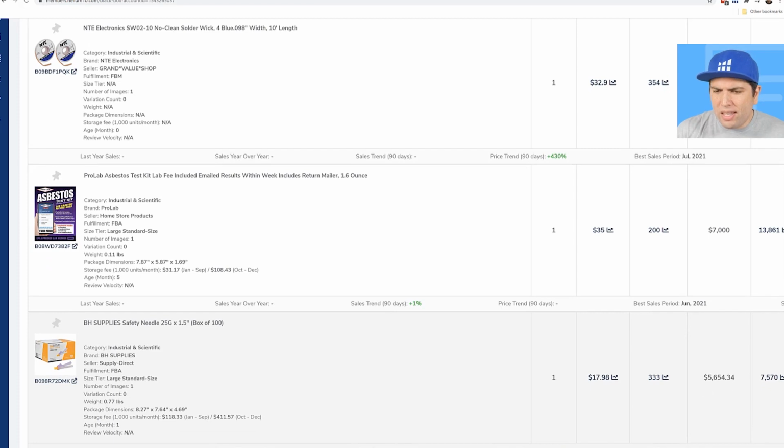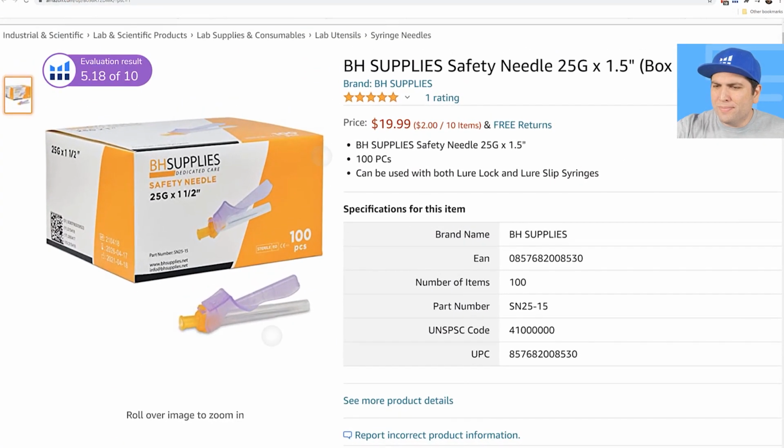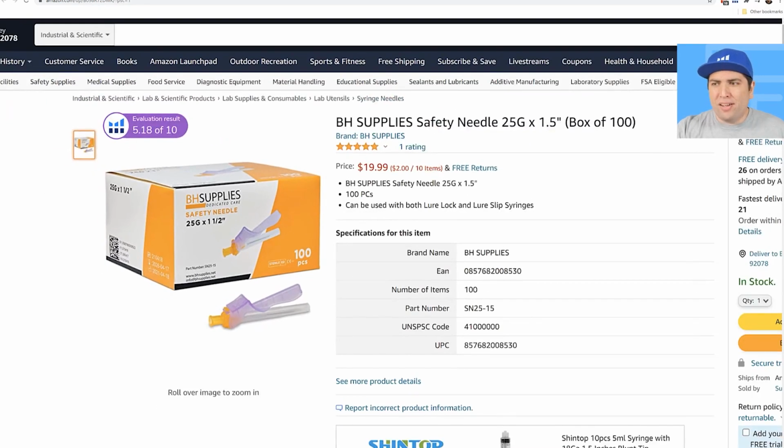What is a safety needle? The heck is a safety needle? All right, let's take a look at what in the world this is. I still don't know what this product is. And guys, that's the fun part about Amazon product research, is sometimes you'll find things that you don't even know what it is, right? But why did this product come up?